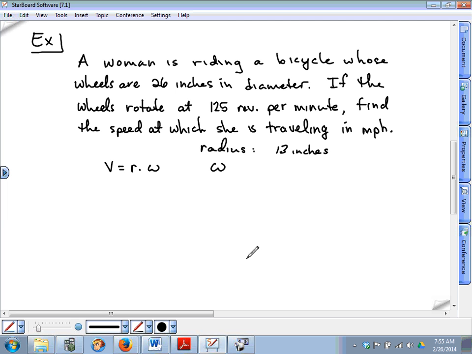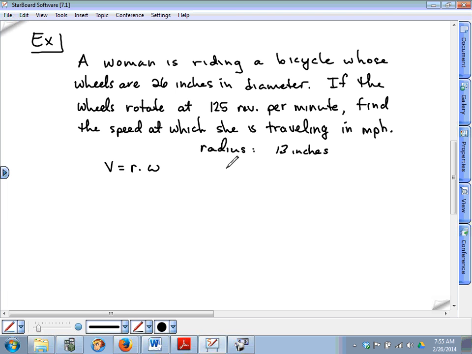You've got to be careful about omega. Omega is an angular speed. It's not how fast something is moving. It's how many rotations it's having. Revolutions per minute is not an angular speed. An angular speed is in radians per unit of time, not revolutions per unit of time.